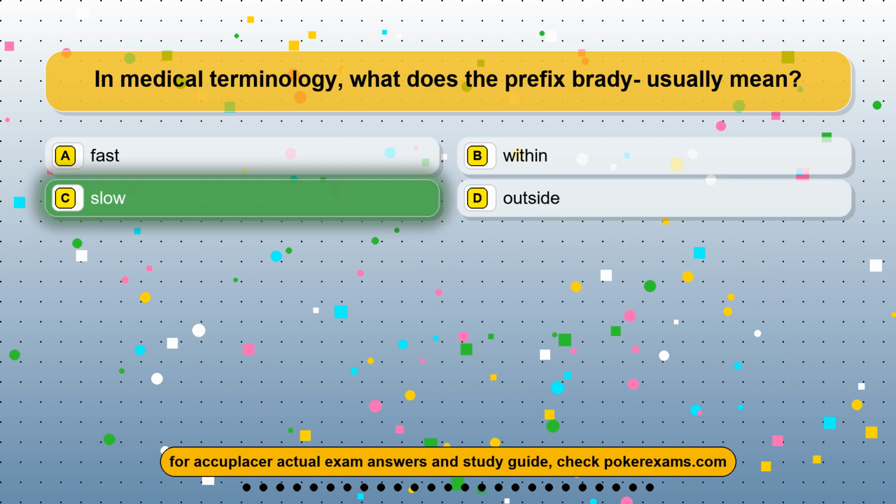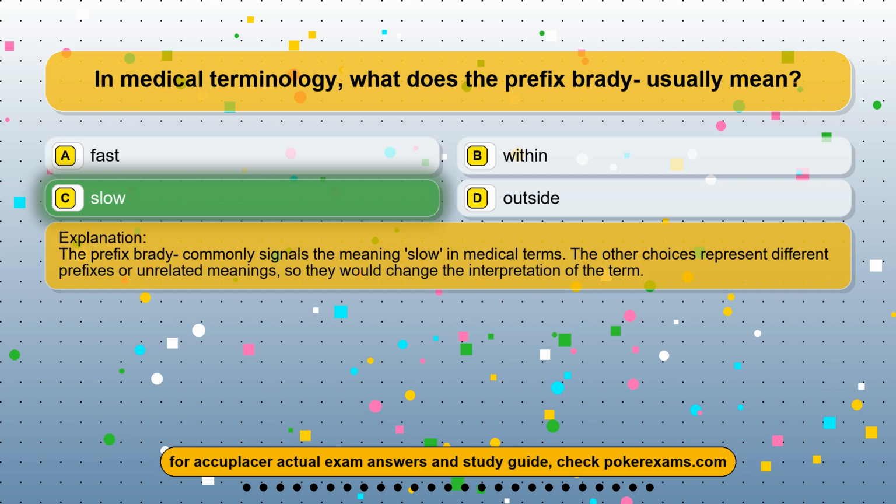The correct answer is option C, slow. The prefix brady- commonly signals the meaning slow in medical terms. The other choices represent different prefixes or unrelated meanings, so they would change the interpretation of the term.